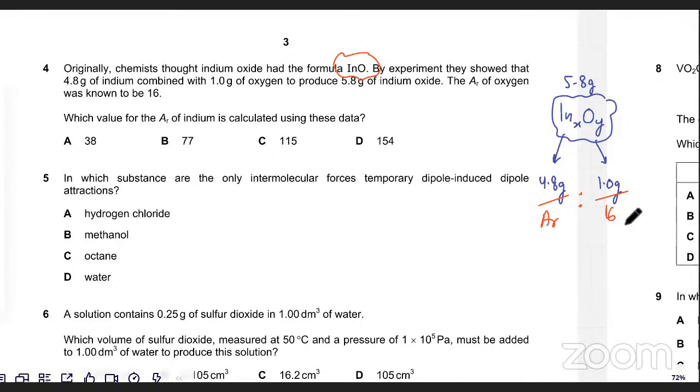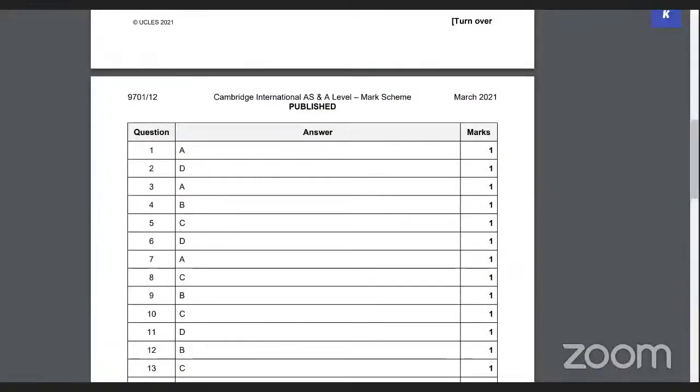So if the ratio is the same, you just have to make them equal. So that means 4.8 would be, you bring the 1 over here into 16, and that's basically equal to your Ar. What answer do we get? 76.8. Okay, which is why it's going to be 77 then. So the answer to 4 would be option B.